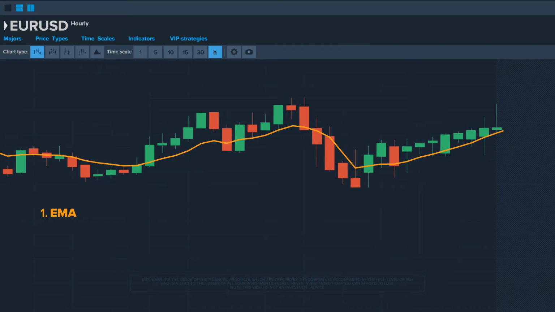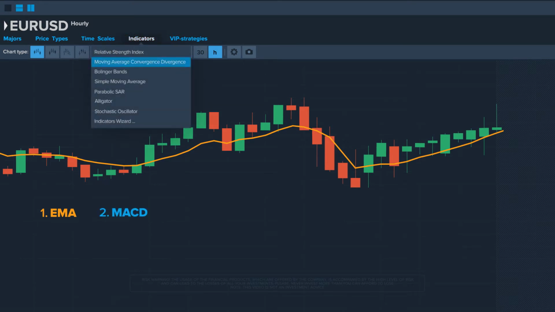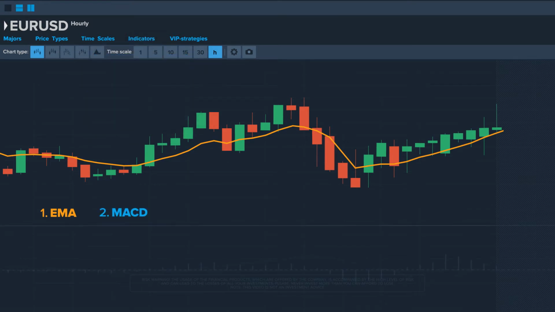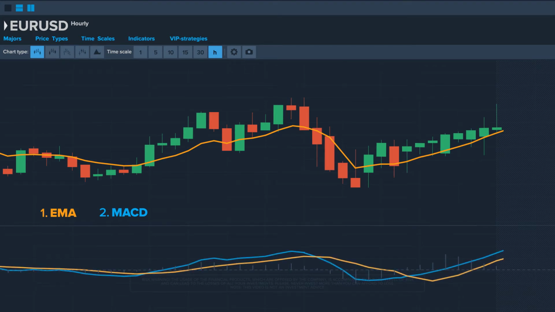The second element in the strategy is the MACD oscillator, which is also found under the Indicators tab. It consists of a histogram, MACD lines, and a signal line. The combination of these elements helps you to notice when a trend reverses just in time.